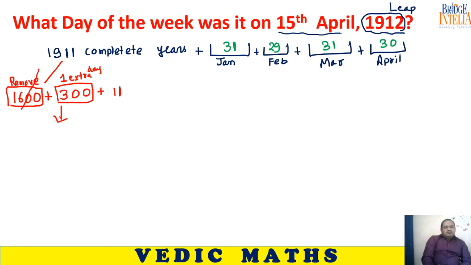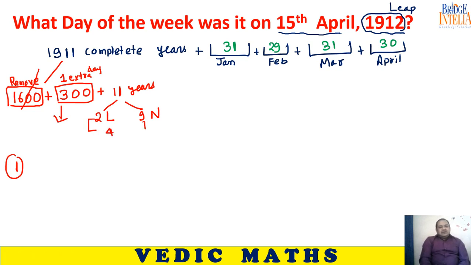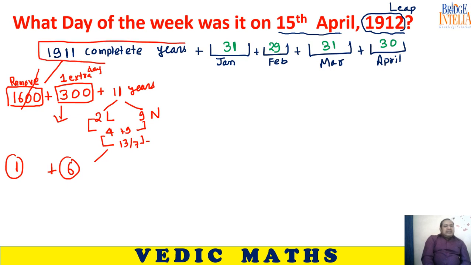So 1600 years can be removed totally. 300 years produce one extra day. So one extra day. Now 11 years. 11 years means how many? 2 leap years and remaining 9 normal years. So 2 leap years, 2 into 2 is 4. 9 into 1 is 9. So 9 plus 4 is 13. So 13 if you divide by 7 you get 6. So 6 extra days from here. So this portion you have already managed to calculate the total extra days.